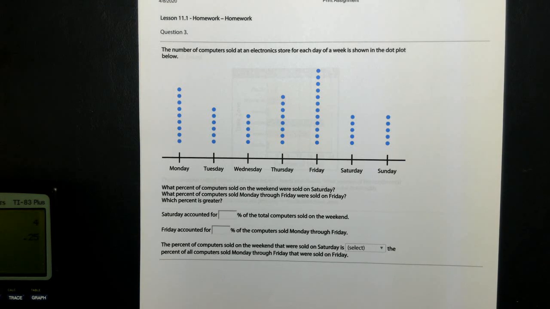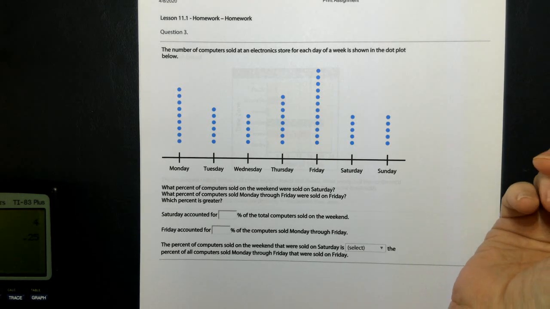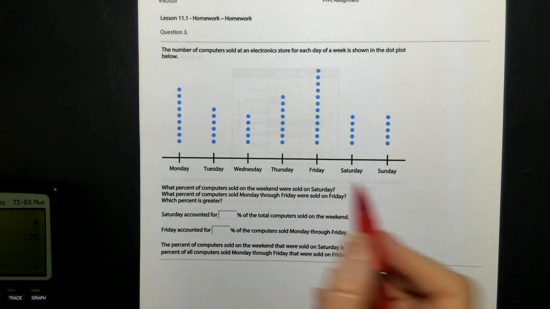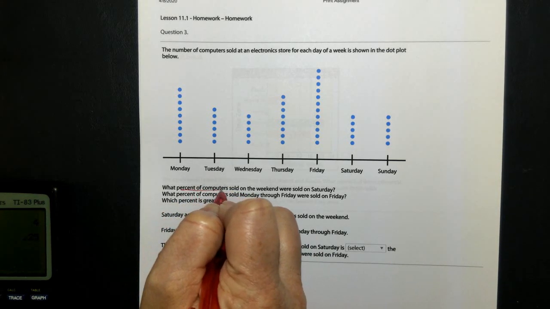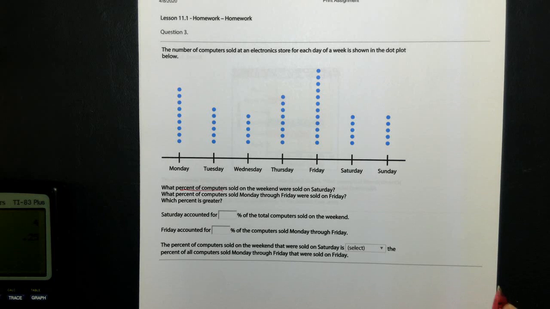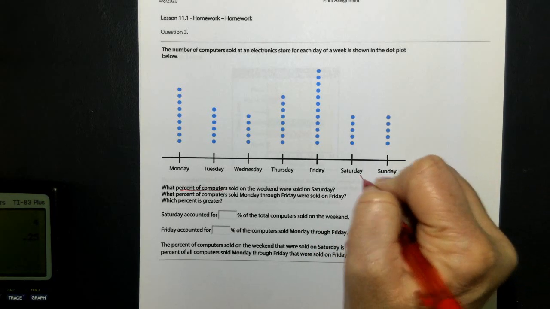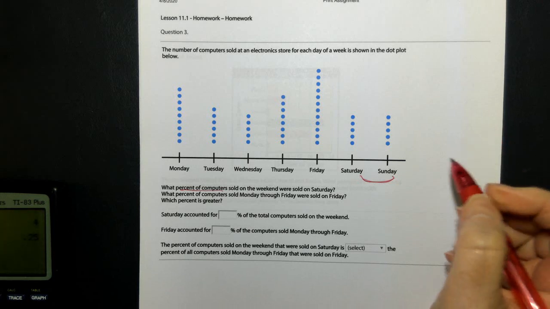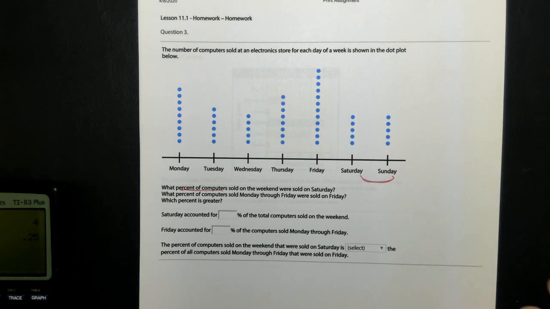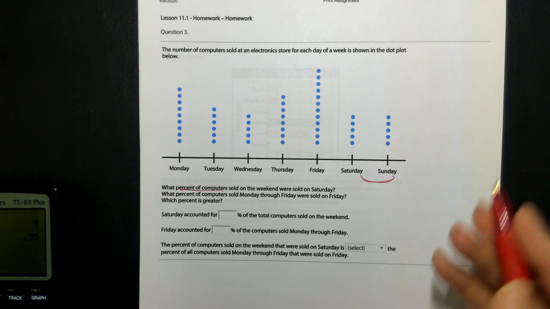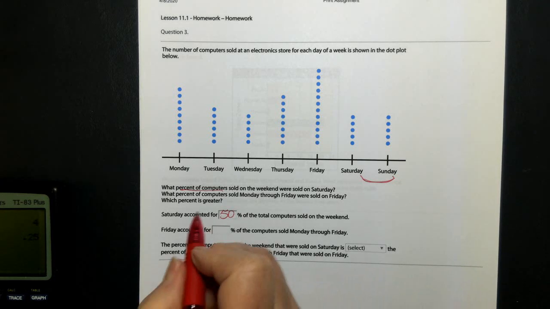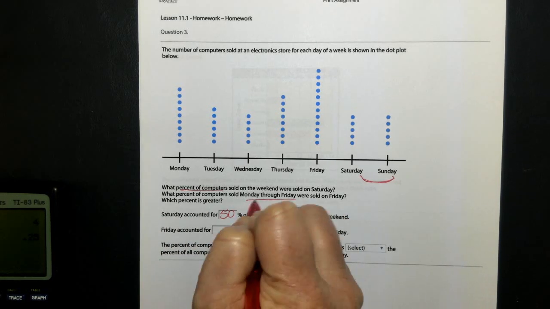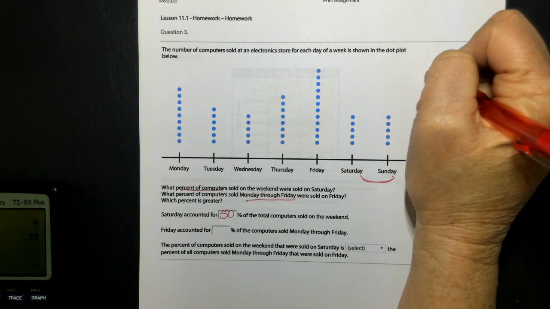The number of computers sold in an electronics store each day of the week is shown in the dot plot below. So Monday through Tuesday, Wednesday. Okay. Now, what percent of the computers, we're going to do a lot of adding here. What percent of computers sold on the weekend were sold on Saturday? So we only look at these two for the first question, and we notice that they are identical. So an equal number was sold on Saturday and Sunday, so half of them, or 50%, were sold on Saturday. Now, the second question, what percent of the computers sold Monday through Friday were sold on Friday? So here we need to do some math.